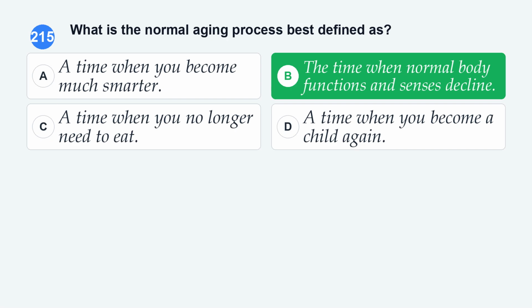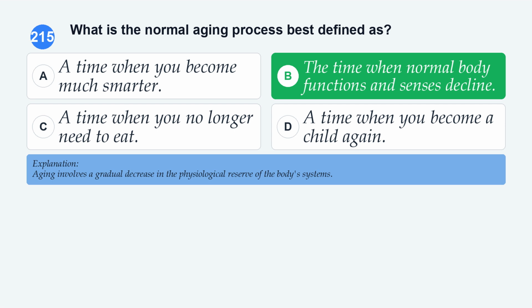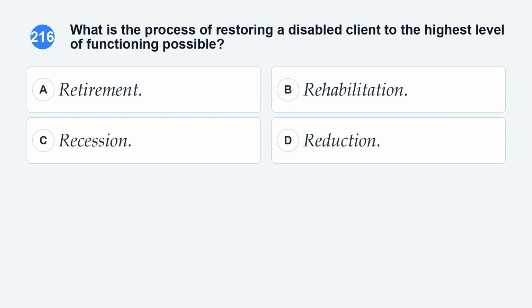The correct answer is option B, the time when normal body functions and senses decline. Explanation. Aging involves a gradual decrease in the physiological reserve of the body's systems. Question 216. What is the process of restoring a disabled client to the highest level of functioning possible?